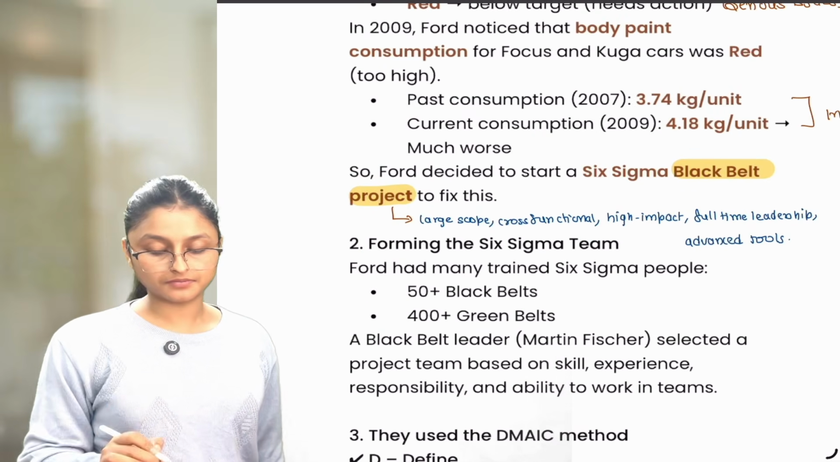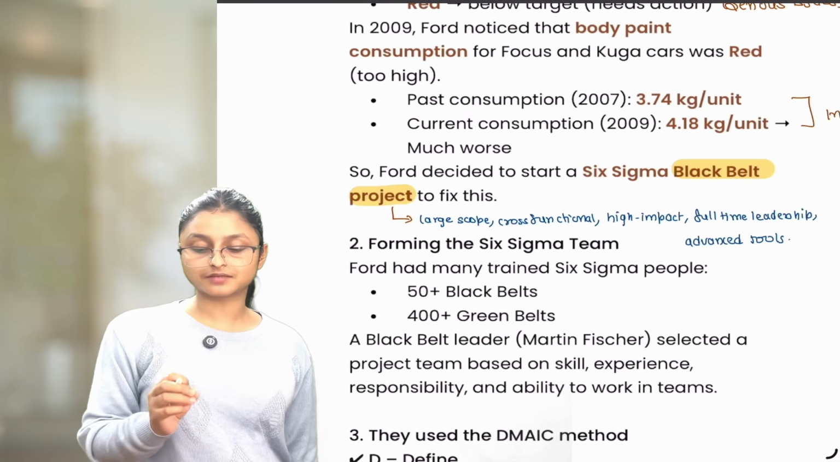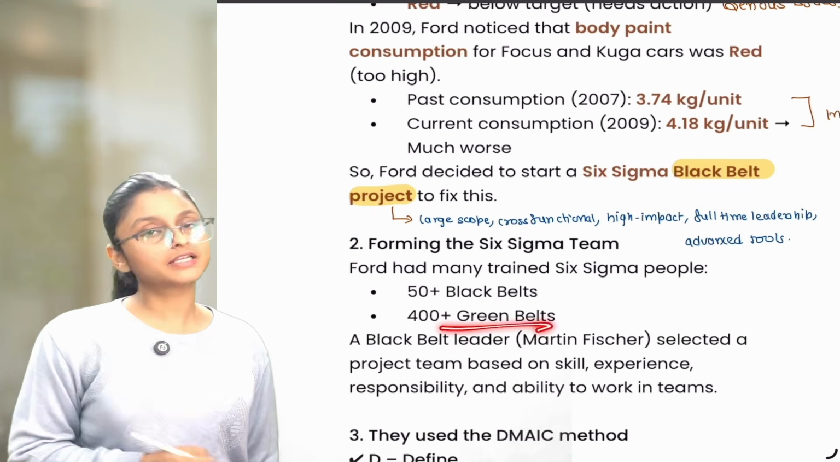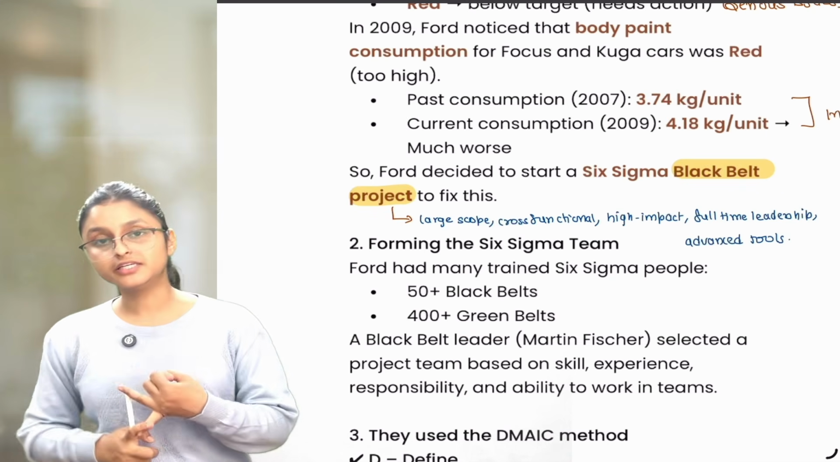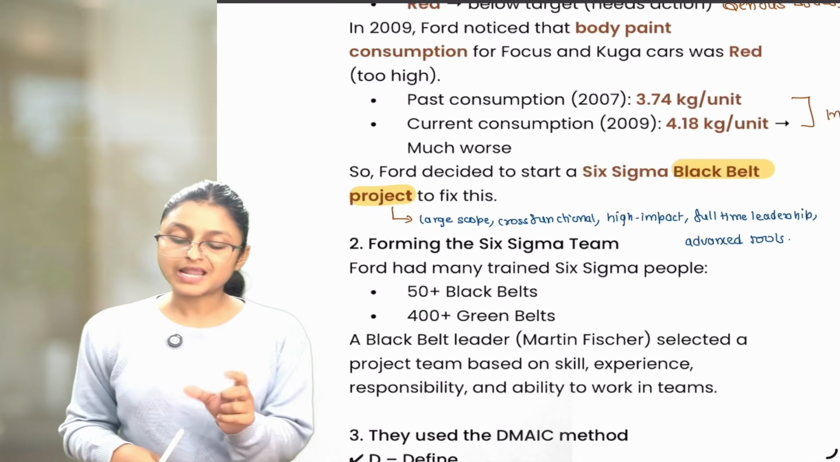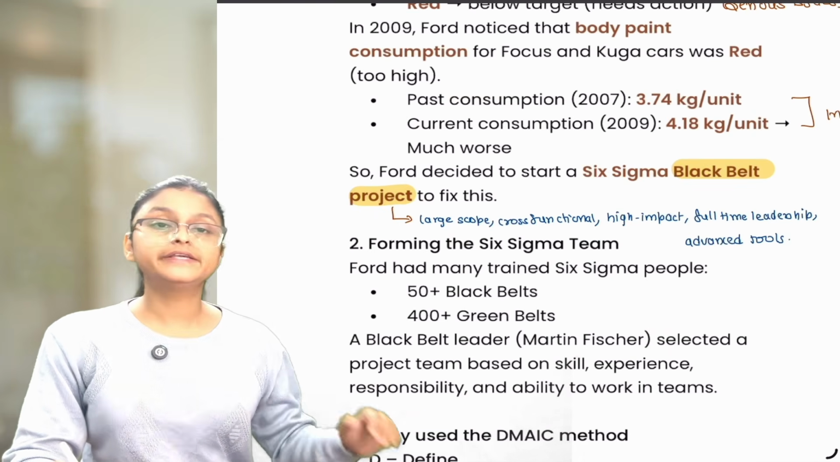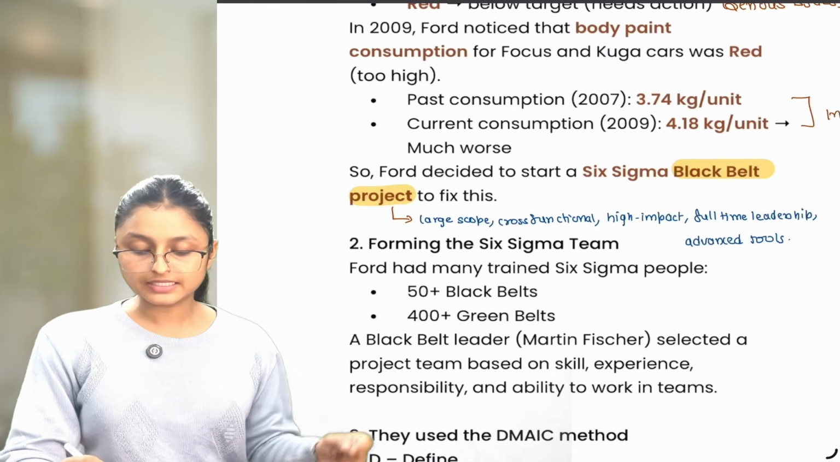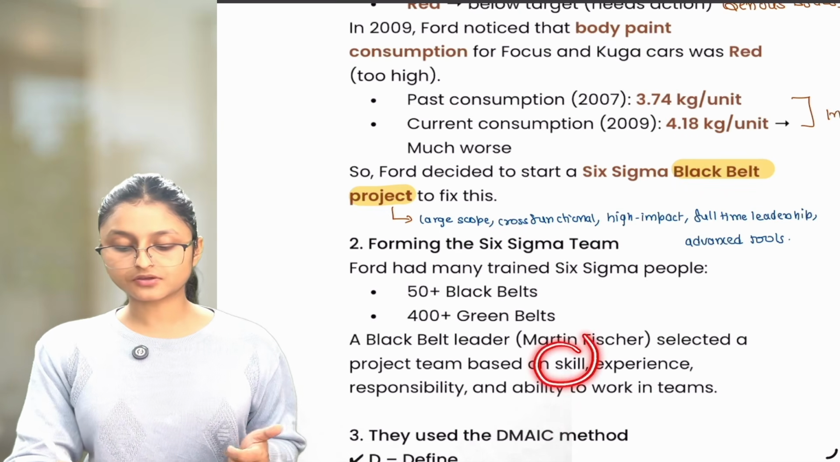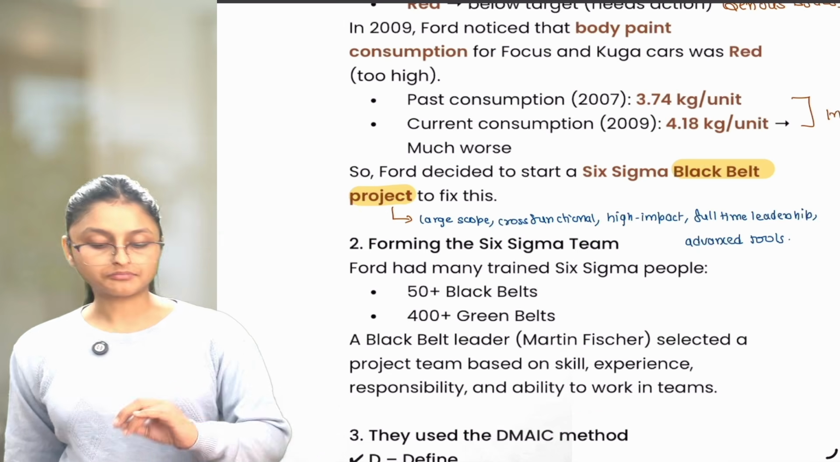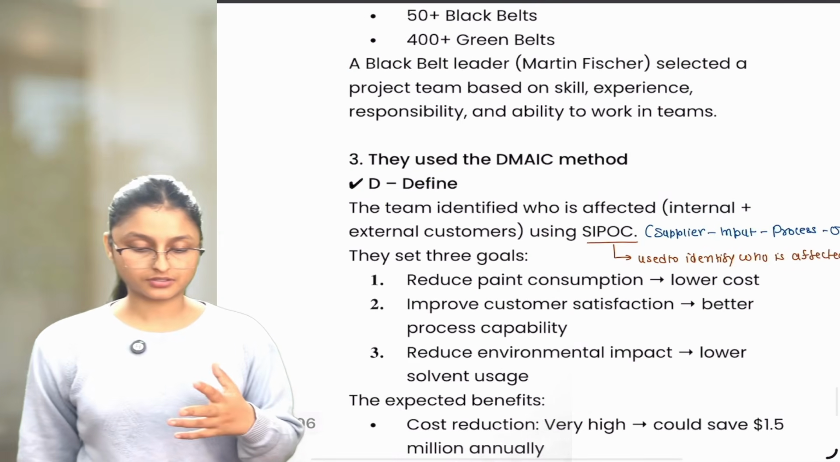Forming the Six Sigma team. Ford has many trained Six Sigma people. They have 50 plus black belts and 400 plus green belts. Black belts will be the leader for solving the problem. So it was decided that Martin Fisher would lead this project. Then he selected a project team on the basis of skill, experience, responsibility, and ability to work in teams. Then they applied the DMAIC method.